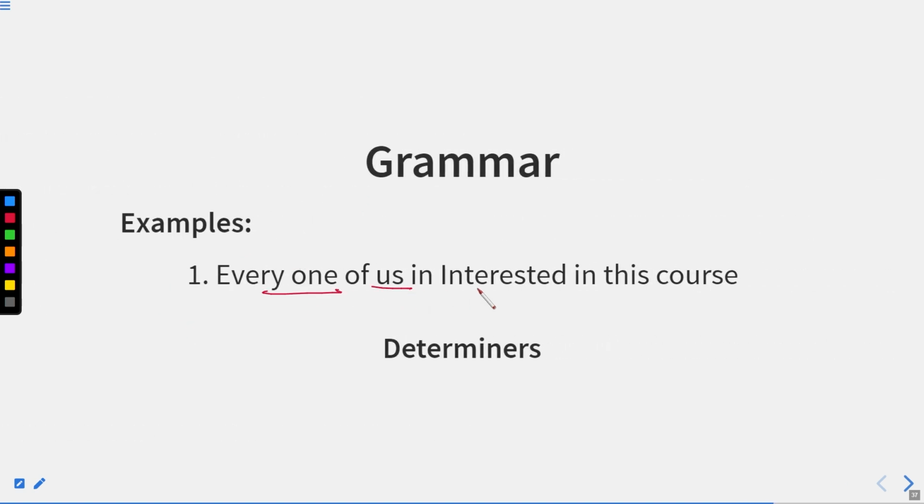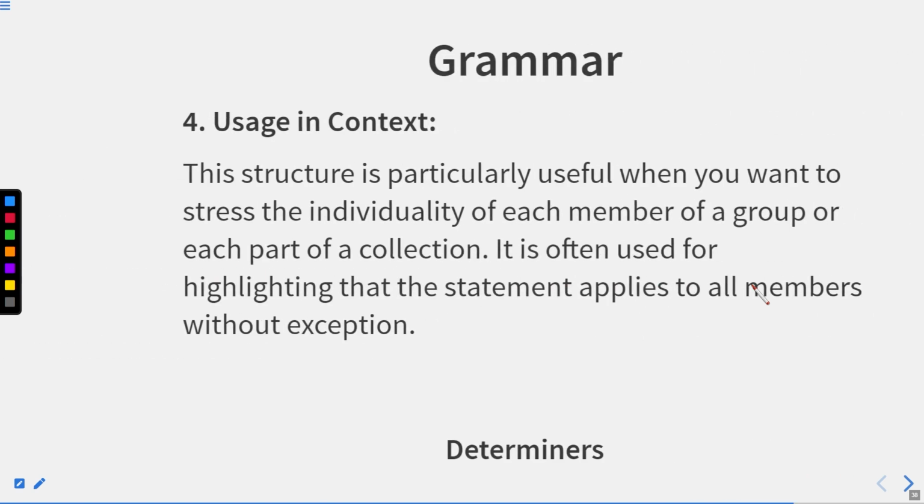Every one of us is interested in this course. So this is "I", which should be small. So "every one of us" is a plural pronoun, in "is interested". Okay, this sentence is somewhere wrong. It is: every one of us is interested in this course. This is the correct sentence. The given sentence is incorrect. The correct sentence will be: every one of us is interested in this course. Now let us move to the next one.